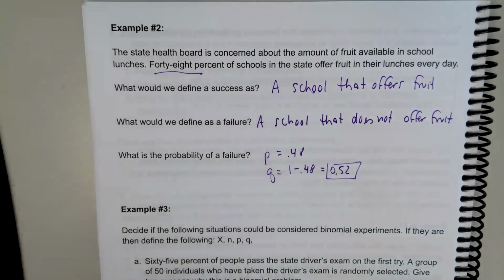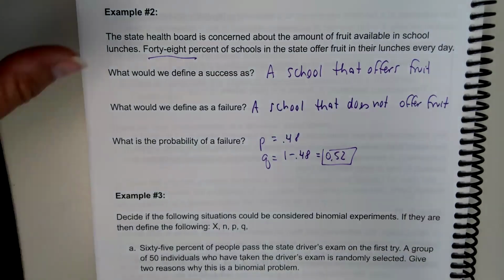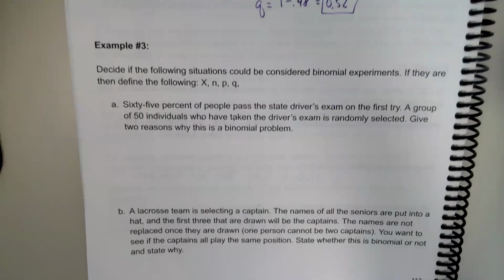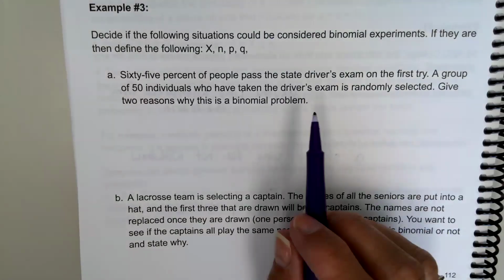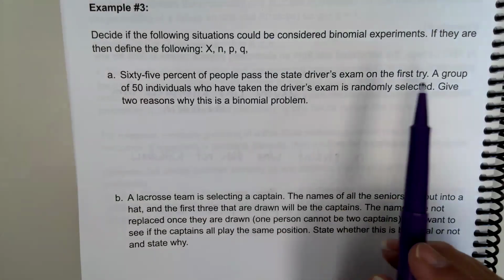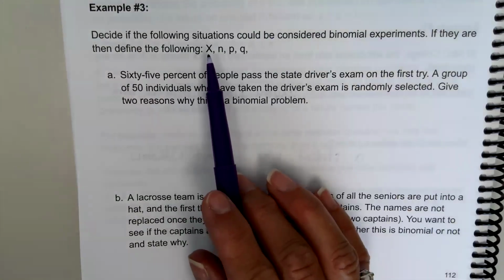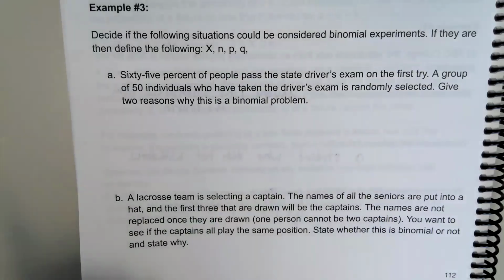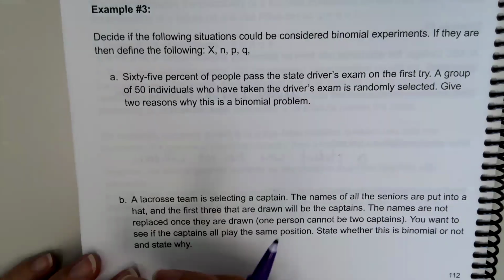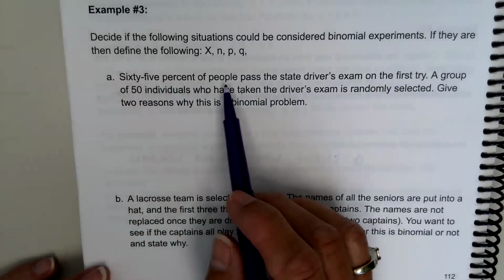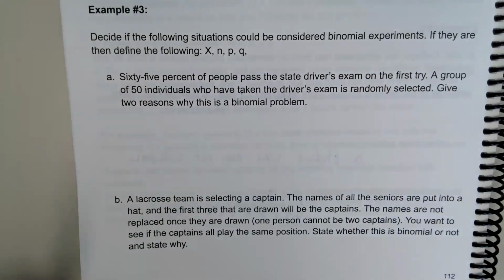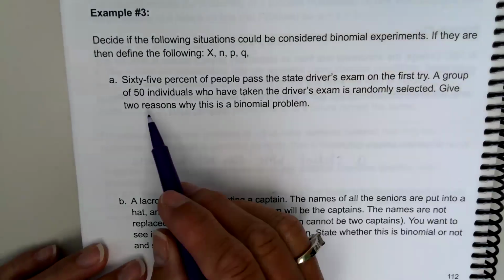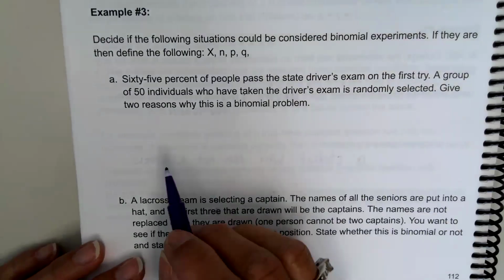Sometimes we're given a situation and we need to decide if an experiment is truly a binomial experiment. So for the two situations below, decide if they are a true binomial experiment by going through the four characteristics. And if they are, then define X, n, P, and Q. It says 65% of people pass the state driver's exam on the first try. A group of 50 individuals who have taken the driver's exam is randomly selected. Give two reasons why this is a binomial problem.